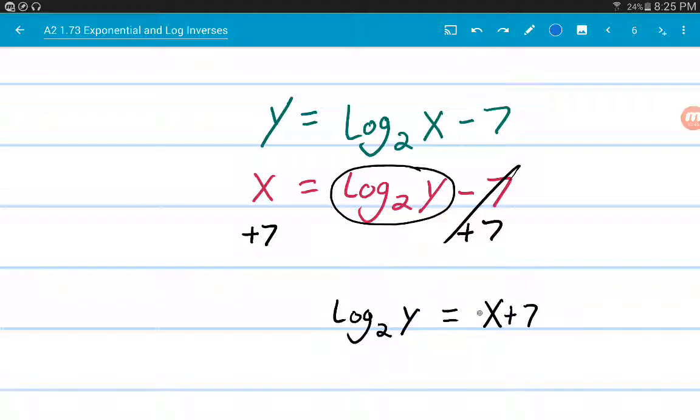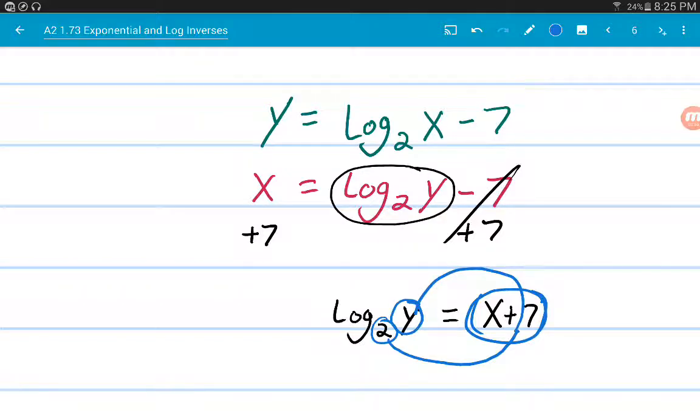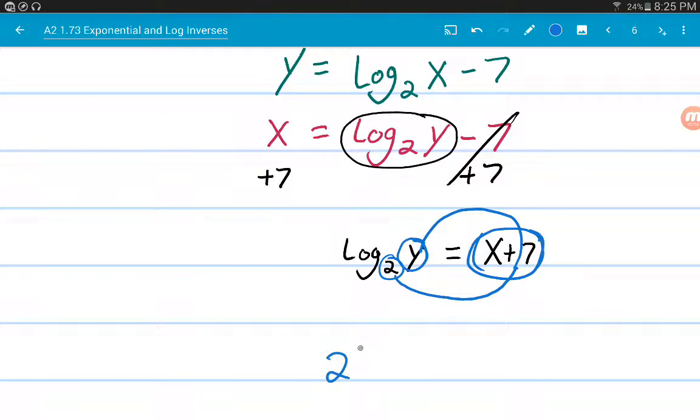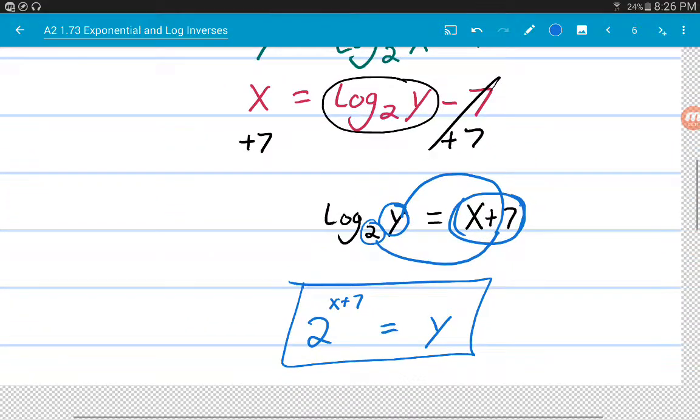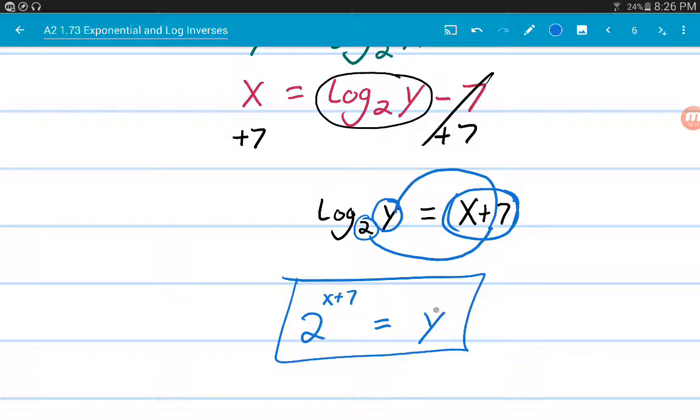What the swoop does is it's telling me that 2 raised to the x plus 7 power equals y. In that order. 2 raised to the x plus 7 equals y. That's how the swoop allows us to change from a log form to an exponential form. And my goal, don't forget, is to find the function. What does a function look like? A function looks like y equals something. Okay? So we're done. That was it. Pretty painless.